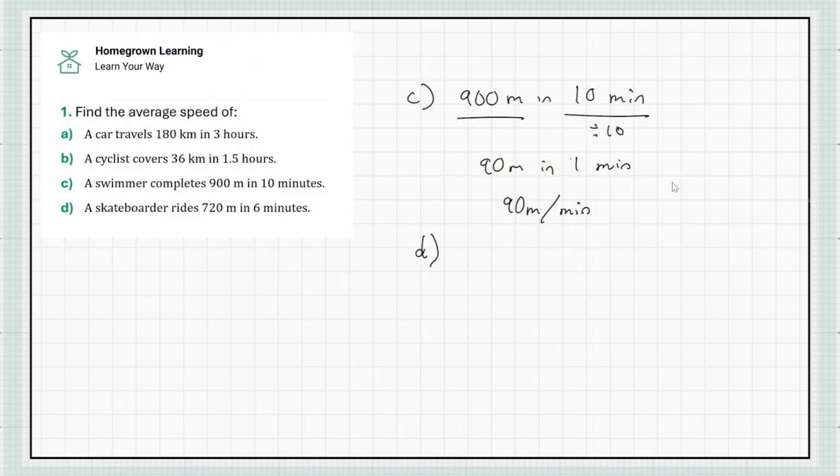Alright, a skateboarder rides 720 meters in 6 minutes. So 720 in 6 minutes. Divide both quantities by this remaining quantity, and you will get just one minute. And 720 divided by 6 is just going to be 120 meters per minute. Now, it's important to recognize that you won't always be required to answer in the units you're given. Sometimes you will have to make some unit conversions.